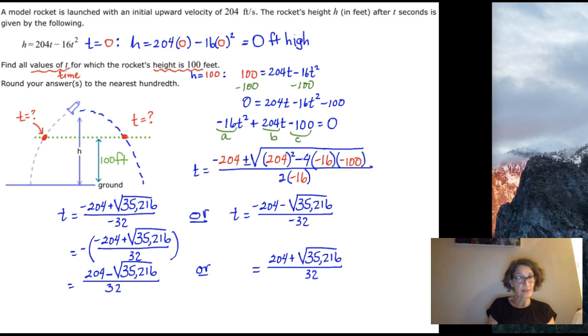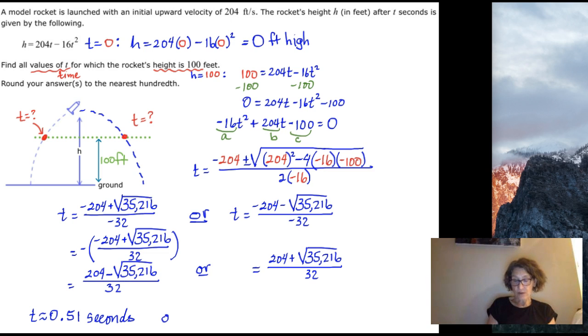All right, so now I put these into my calculator. Again, the order that you would do it so that you don't round too soon is you put in that number 35,216, you take the square root of it, change it to a negative, then add 204, and then divide everything by 32. And so when I do that, I get t equals, and then I rounded, approximately 0.51 seconds. So about a half a second after the rocket is launched, it's 100 feet off the ground. That's a pretty fast model rocket.